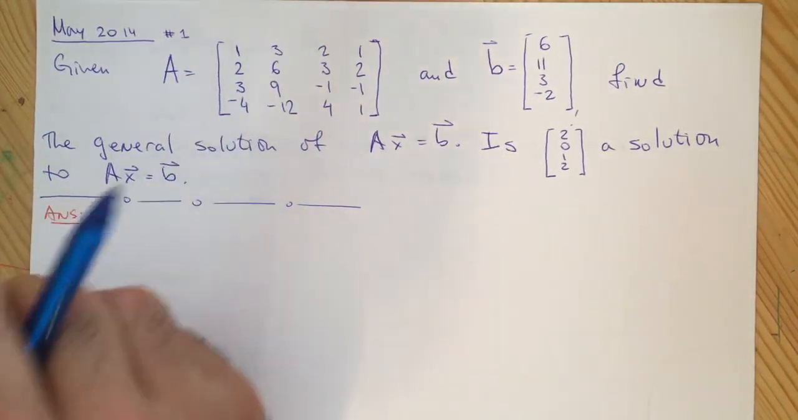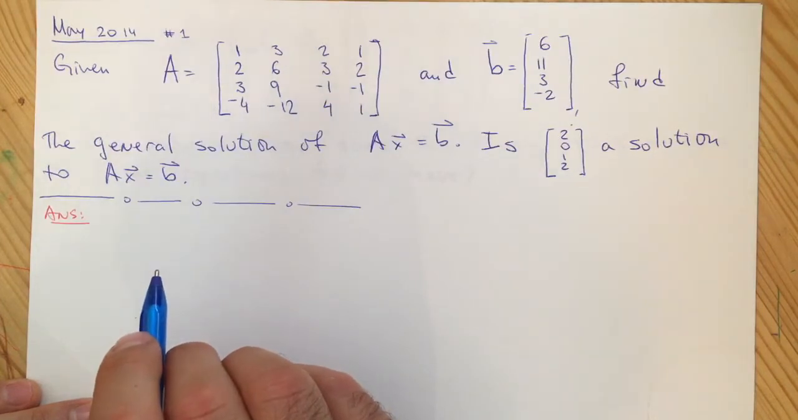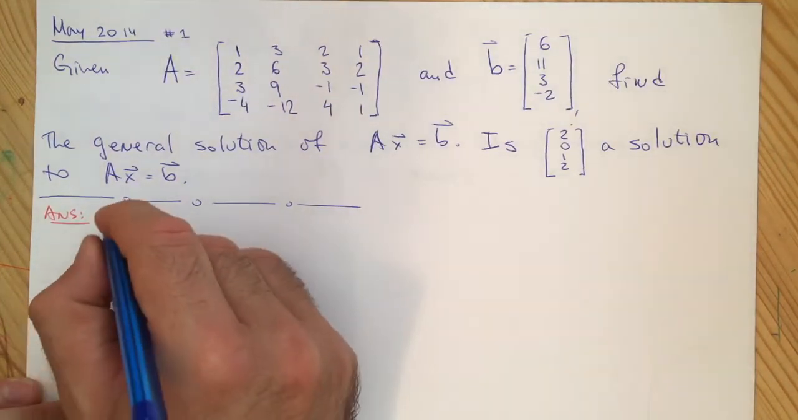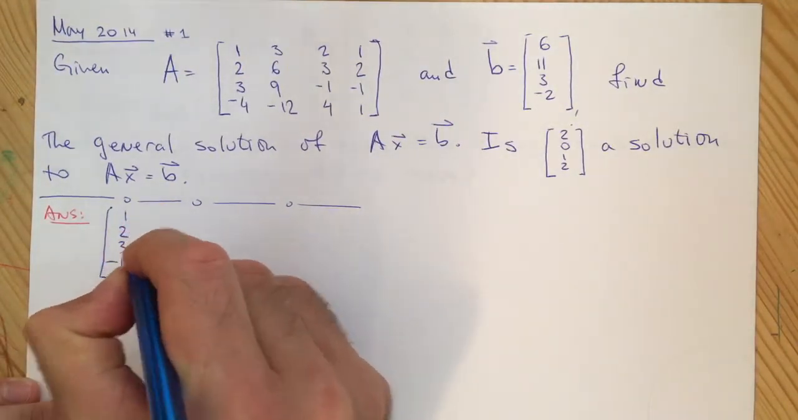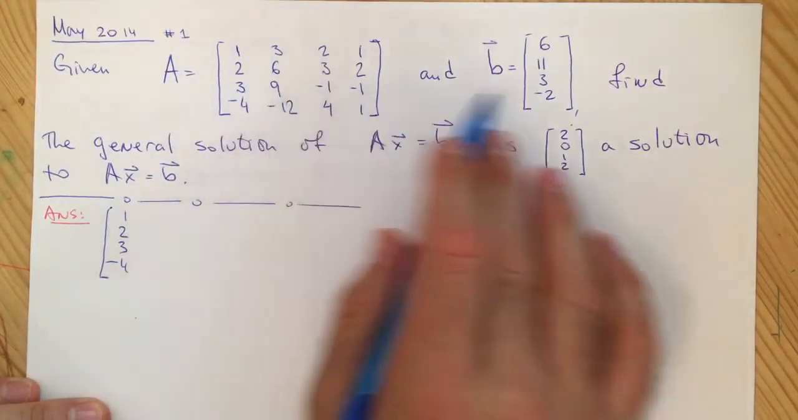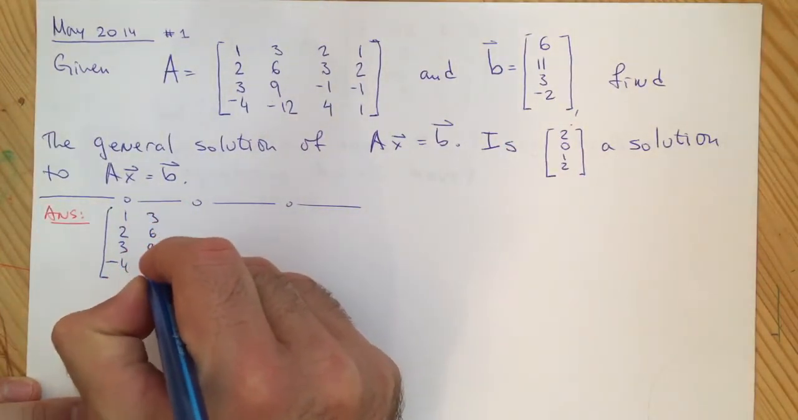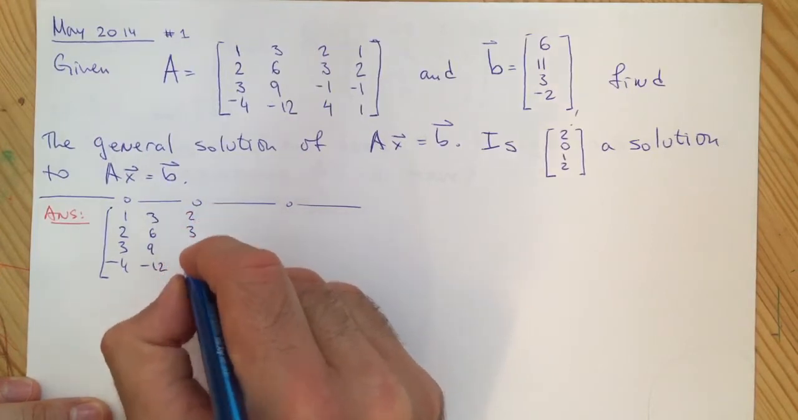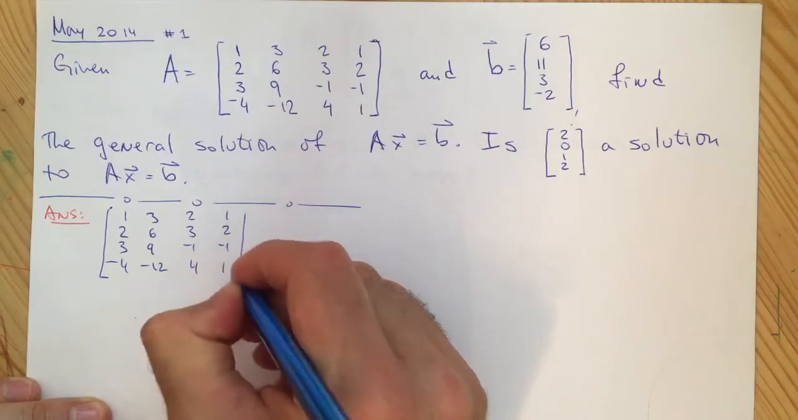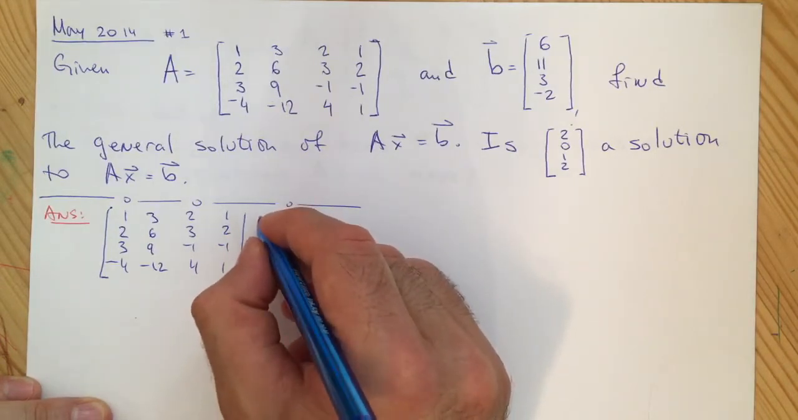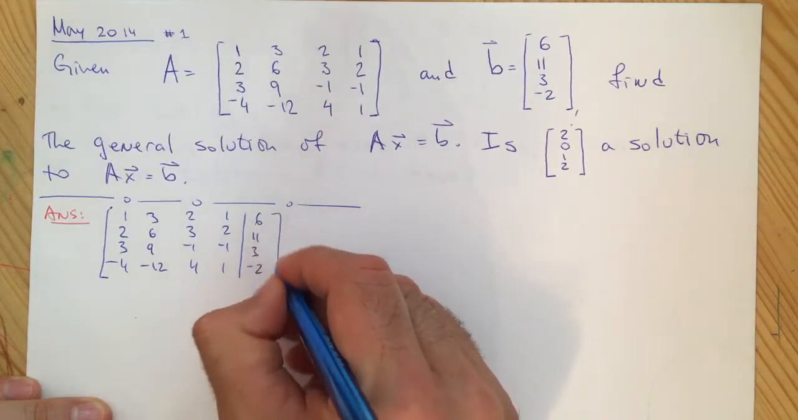So basically, what did we say? That the matrix equation, vector equation, and a system of linear equations, they both boil down to what? To create an augmented matrix. So augmented matrix between A and B, and then we just row reduce that. 1, 3, 2, 1, 3, 6, 9, negative 12, 2, 3, negative 1, 4, 1, 2, negative 1, 1, and then we augment that by the column B, which is 6, 11, 3, negative 2.